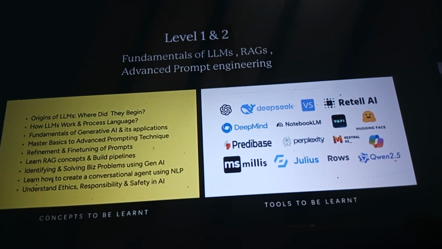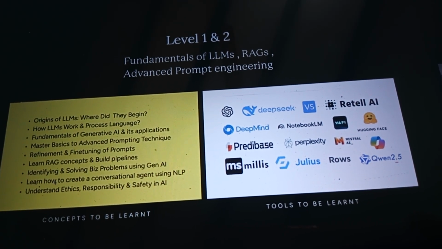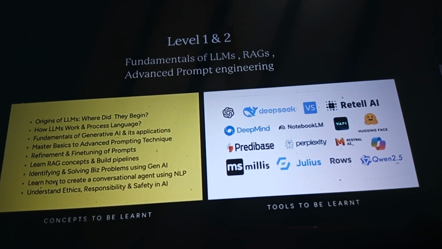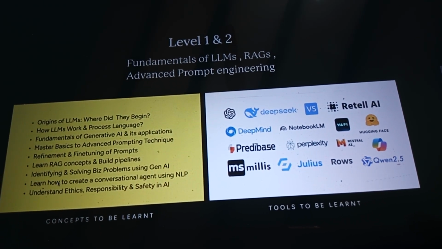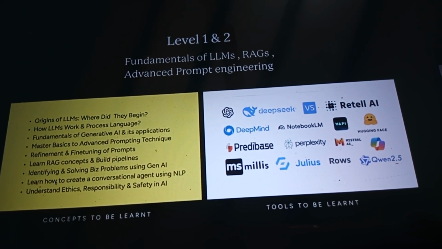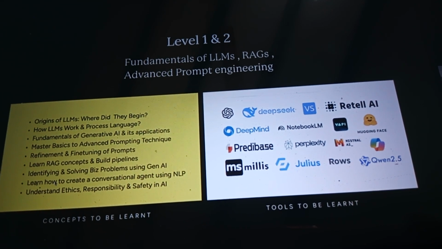Next is you have to identify and solve business problems using generative AI. You have an HR problem, you have a marketing problem, you have a product problem, you have a design problem. How can you build micro tools for that using Gems, using Projects, or using the tools that we're going to show today going forward as well? How can you build those solutions?